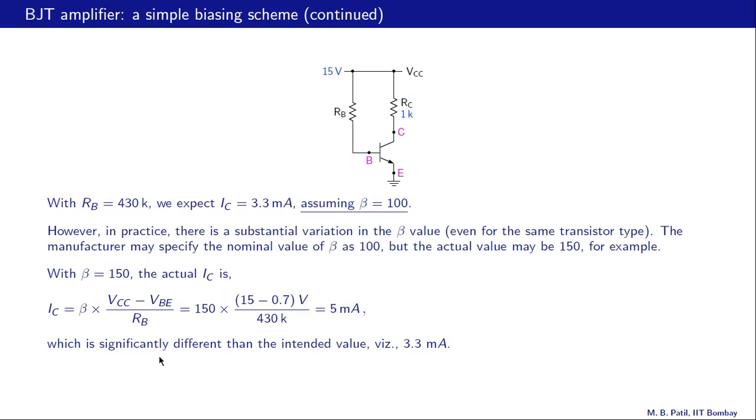Now this current is significantly different, obviously, than the intended value, which is 3.3 milliamps. So we designed the circuit for a collector current of 3.3 milliamps, but when we hook it up, we might find that the collector current is 5 milliamps, because the transistor beta is not what we expected it to be. So this is a very relevant problem in practice. And certainly, we need a biasing scheme which is not so sensitive to the beta value.